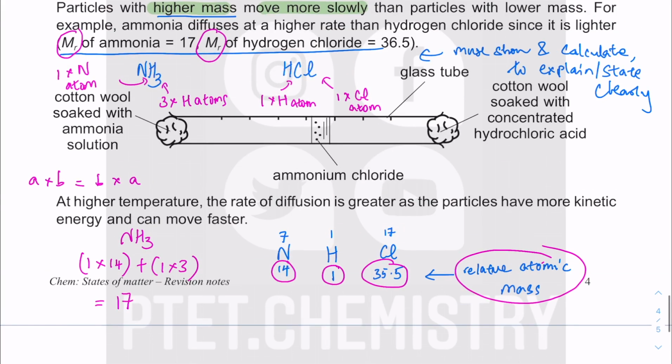For HCl, for example, you will have one hydrogen atom, which has a mass of 1, and then one chlorine atom, which has a mass of 35.5. That gives me 36.5. Because 36.5 is heavier than 17, it will diffuse slower. So this is heavier and this will diffuse slower.